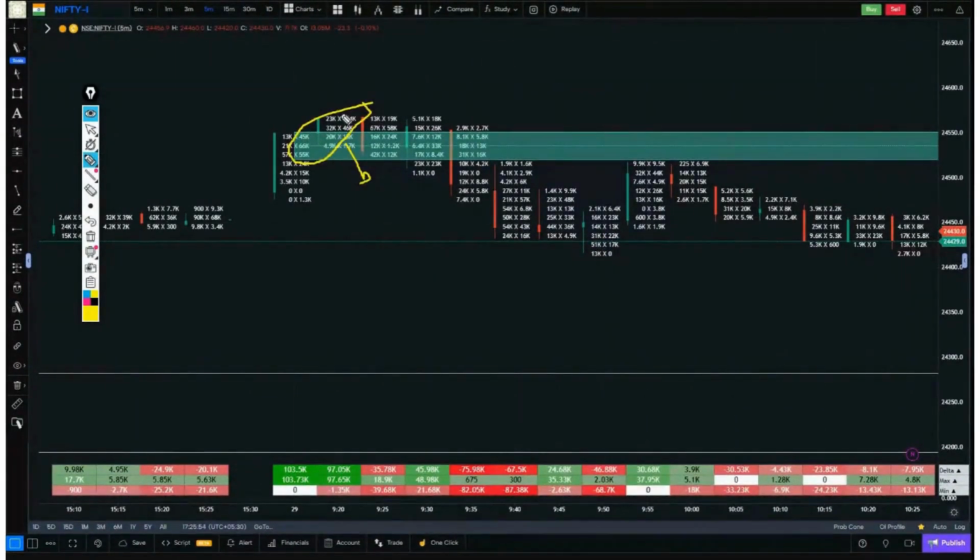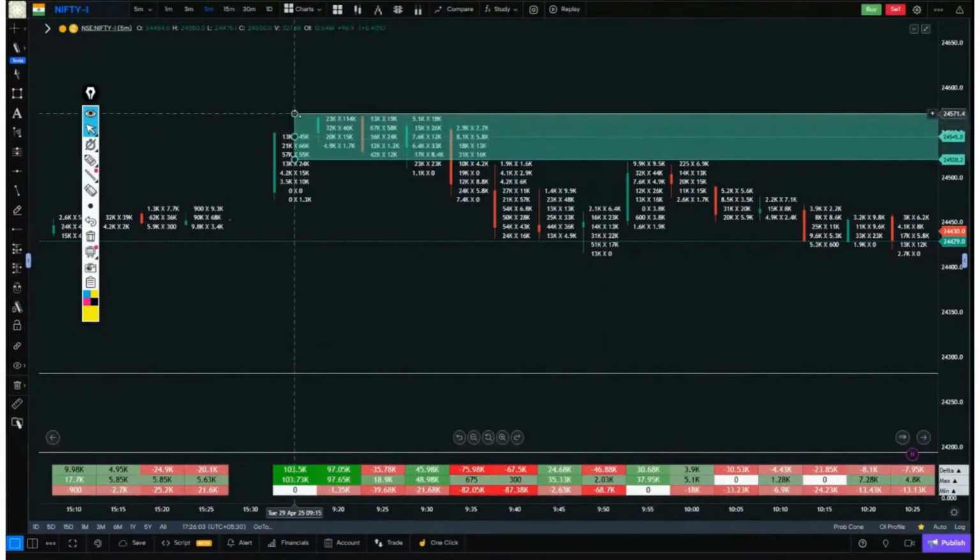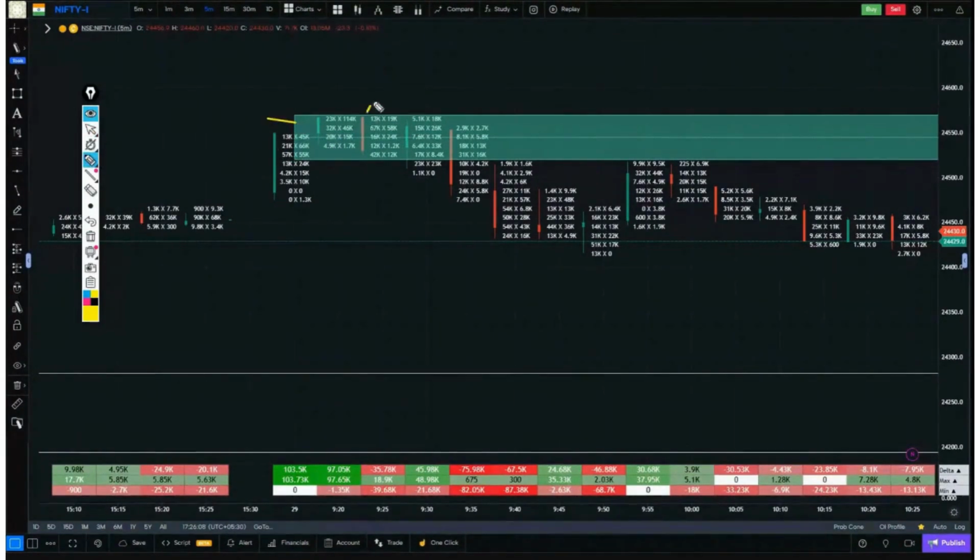So what does it mean? That whatever buying happened here was absorbed. Now this zone can act as a resistance. Just look at this. This became the zone. Buyers came, but they failed to take the price higher. How did they fail? The price came down easily with selling.